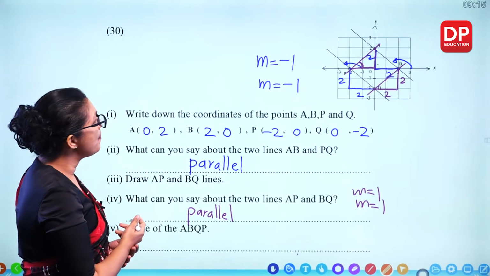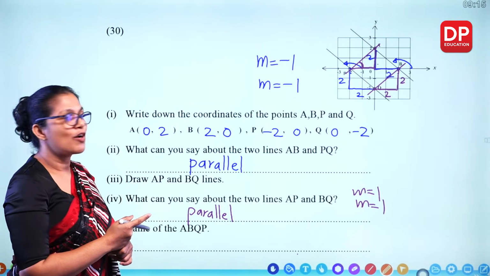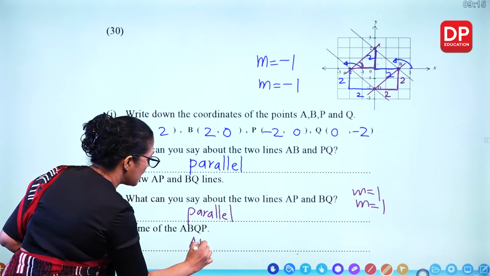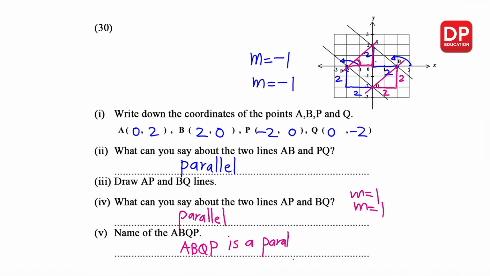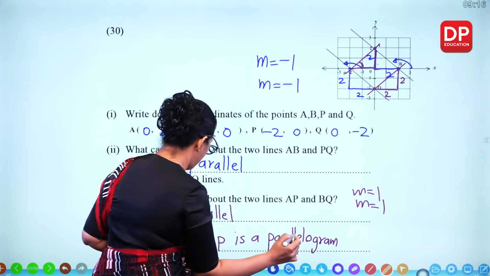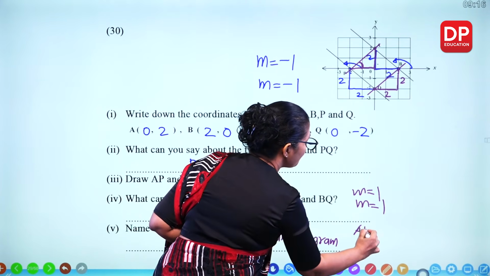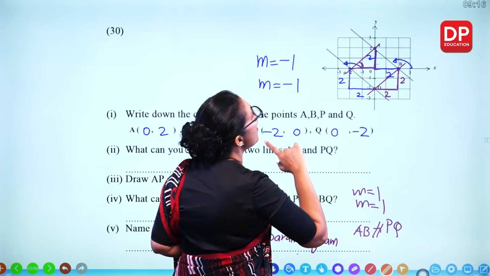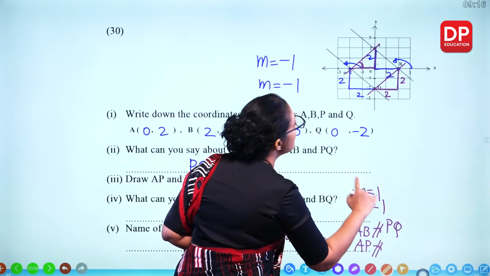Name of the ABQP. ABQP is a parallelogram because opposite sides are parallel. That means ABQP is a parallelogram, because you can write AB parallel to PQ and AP parallel to BQ.